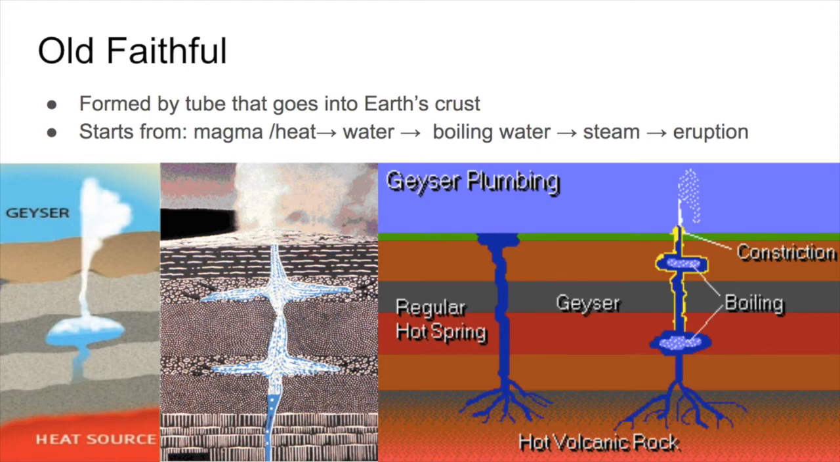Then, due to the pressure on top of the channel, the water can't turn into steam. So bubbles form and continue to build until the pressure is great enough underneath the water to force the water to overflow and eject out of the geyser, causing the eruption of water and steam.